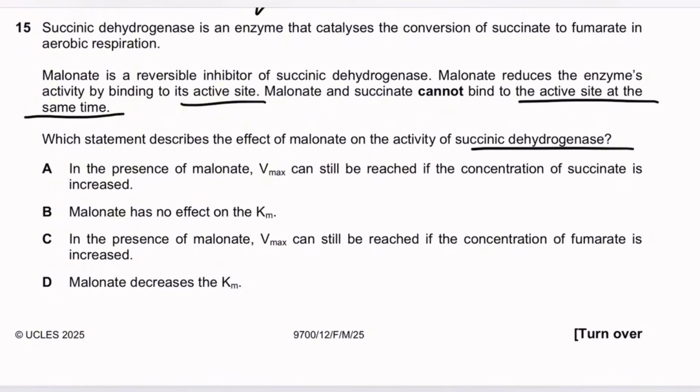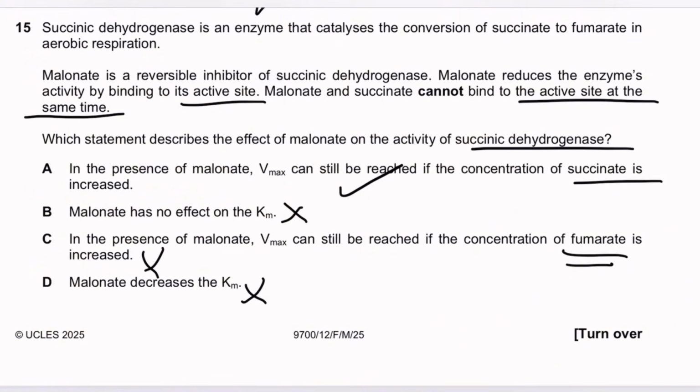So it's very clearly a competitive inhibitor, which means it's going to increase the Km value, but it will not change the Vmax. In the presence of malonate, Vmax can still be reached if the concentration of succinate is increased. That is true. Malonate has no effect on the Km. It's not true. In the presence of malonate, Vmax can still be reached with the concentration of fumarate. Fumarate is the product, so that has nothing to do with it. Malonate decreases the Km. No, it increases it.